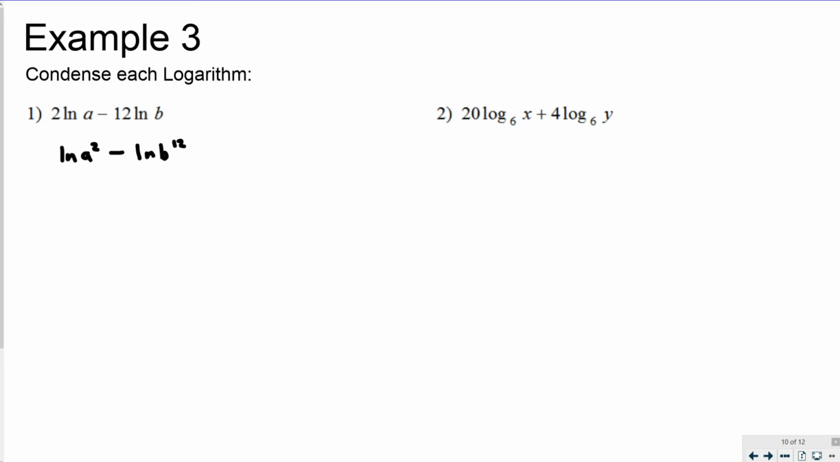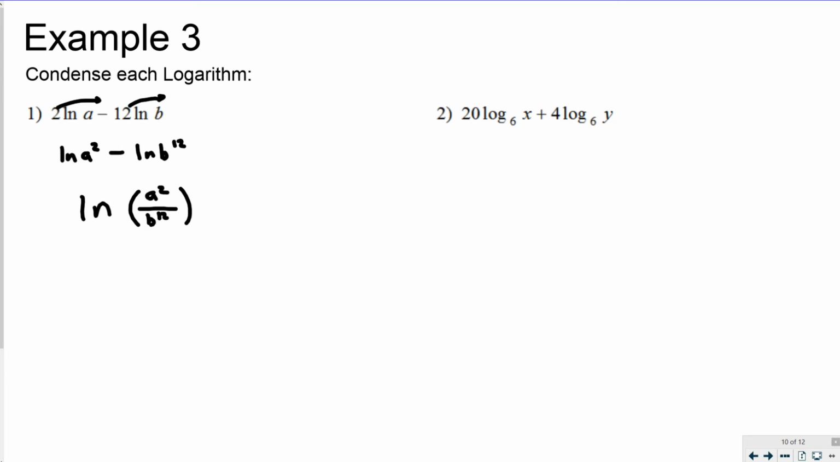So that was kicking this up and kicking this up here. And then the next thing we're going to do is deal with that minus sign, which means we're going to create a quotient. It is going to be the natural log of a squared over b to the 12th power. And that is our condensed expression.